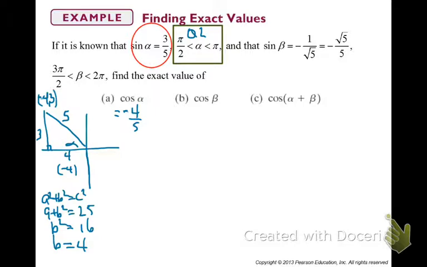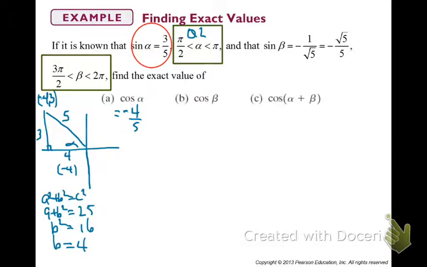All right, sine beta is equal to negative 1 over square root of 5, which is equal to negative square root of 5 over 5. So what they did was they rationalized that, right? That's really all they did there. So now let's come down to the rest of the information about beta. Beta is greater than 3 pi over 2, but less than 2 pi. So that means it is in quadrant what?